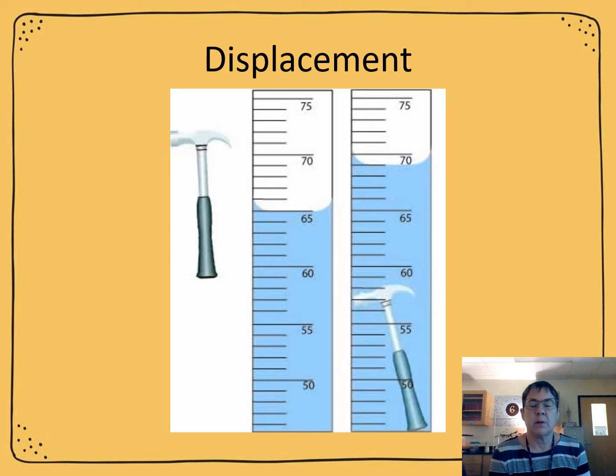Looking at the first graduated cylinder, you can see that there is 65 milliliters of water to begin with. In the second graduated cylinder, we have added the hammer. The additional volume made the water rise from 65 to 69. We can conclude that the difference between the 65 and the 69 is the volume of the hammer, making the volume of the hammer 4 milliliters or 4 cubic centimeters.